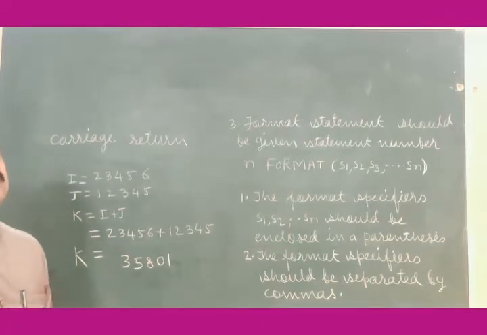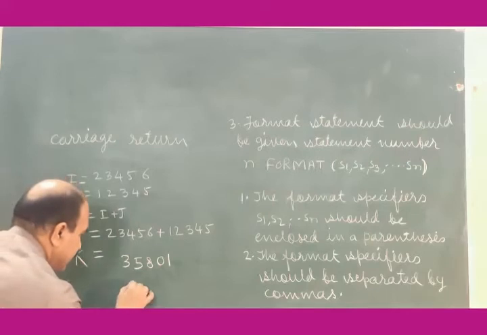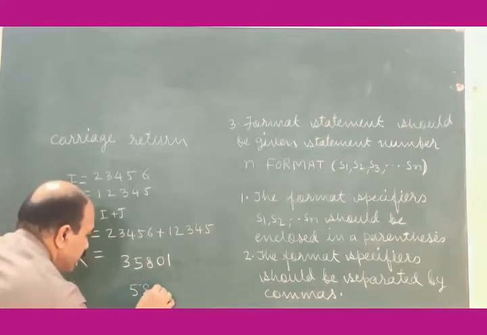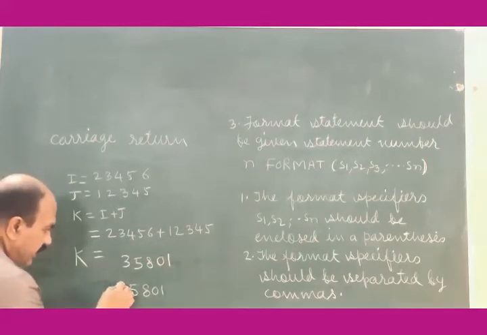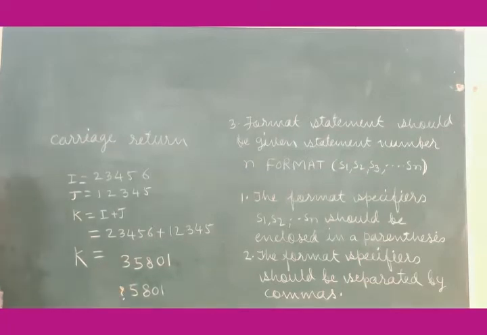When you print this data, when you take this data in the output, you will find that the output you get is simply 5801. 3 is not shown in the output. This is because the first column in the output is for carriage return.